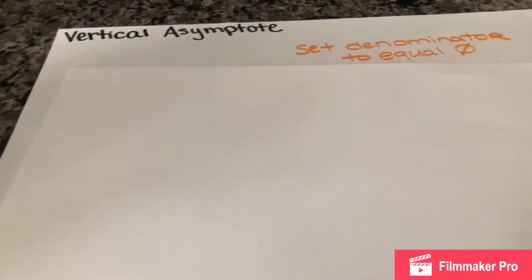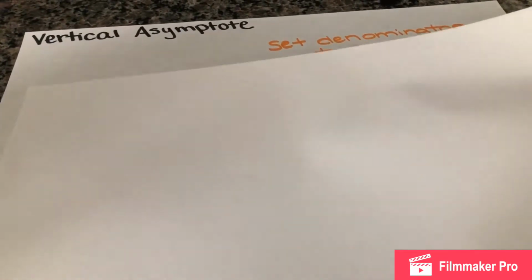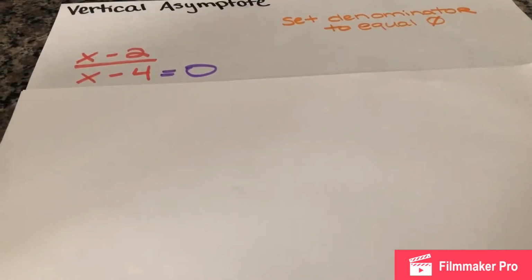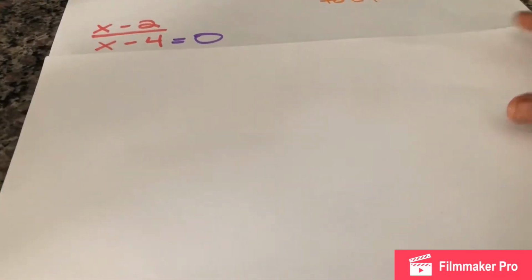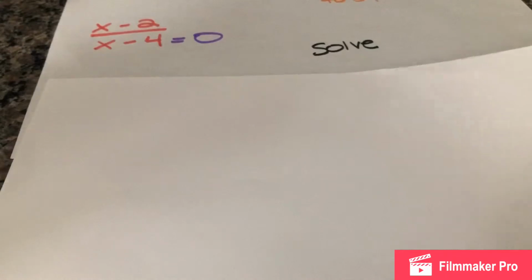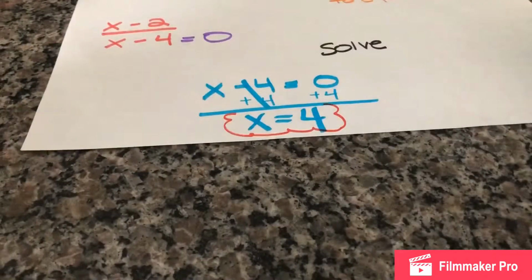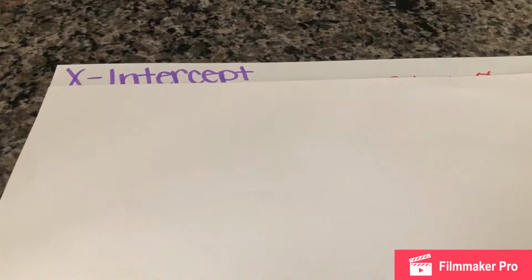So the first step of finding the vertical asymptote is to set the denominator equal to 0. As you can see, x minus 4 is the denominator, so I set it equal to 0. So of course next you would solve for the only variable there, which is x. I added 4 on both sides and I got 4 equals x.